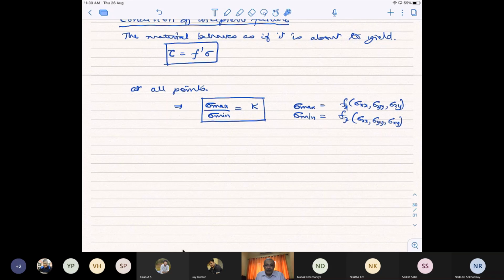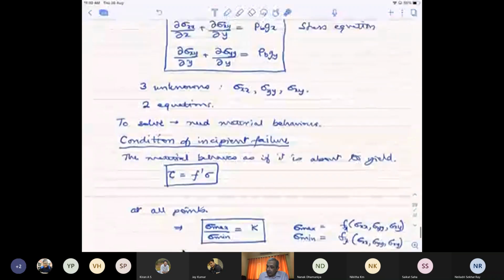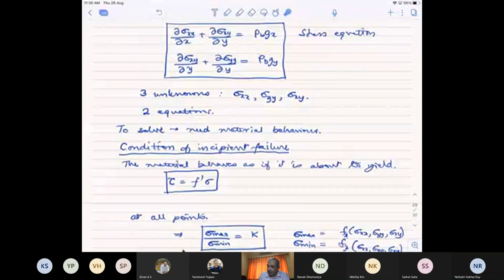With this, I'm going to end the class, and in the next class we'll do some examples in which we will use these three equations to actually solve and get some stress distribution when you have just static materials. Materials are just sitting there.